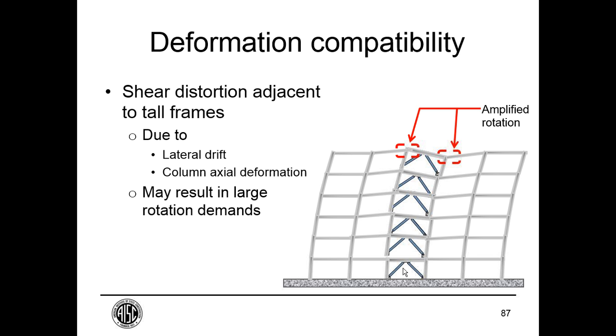Also importantly, where we have frames that have significant vertical distortion, shown here, we can have significant rotation caused by the addition of lateral drift and the vertical deformation of these braced frame columns. And so that has to be accounted for. That may result in larger rotations than would otherwise be necessary. Our typical connections from the manual, of course, have large rotation capacities.